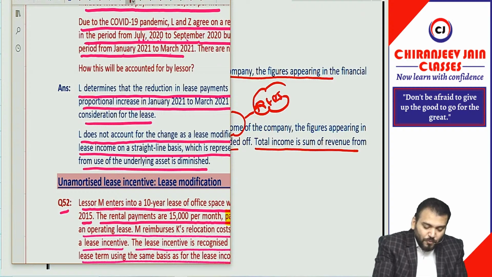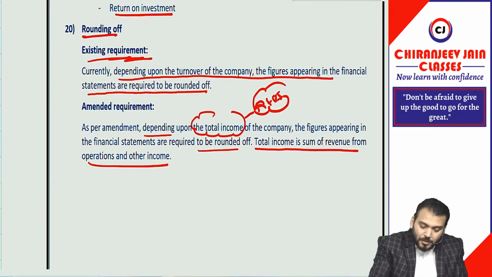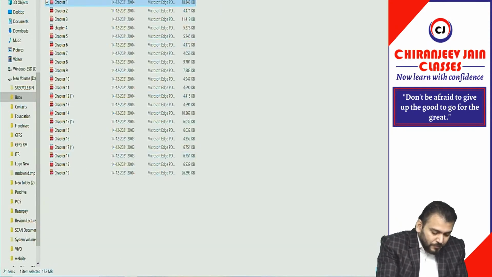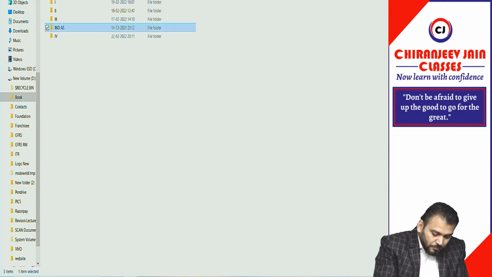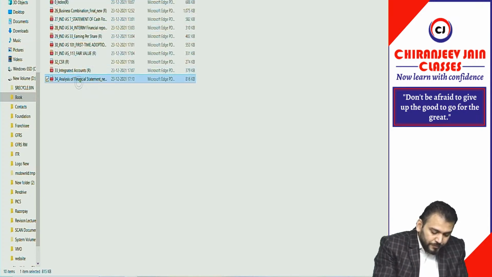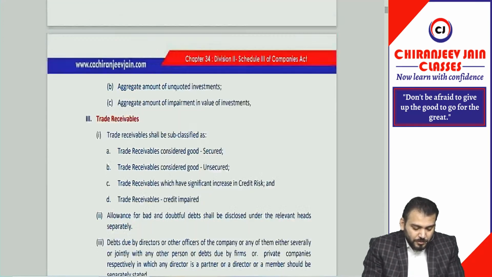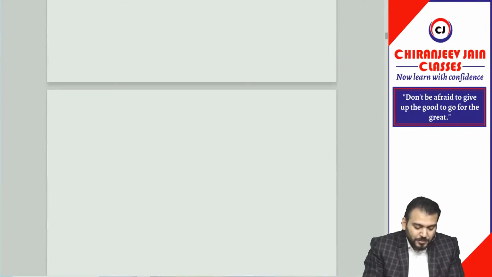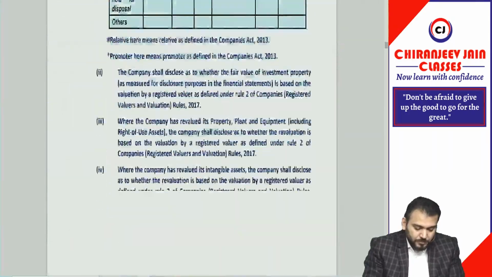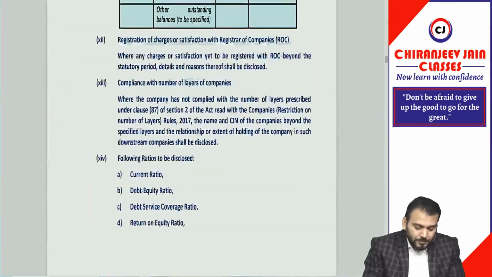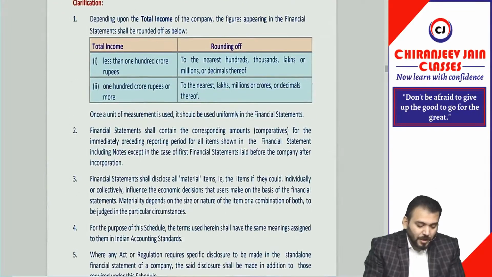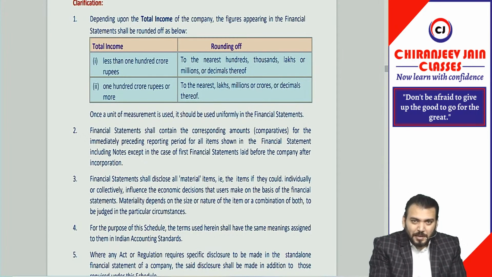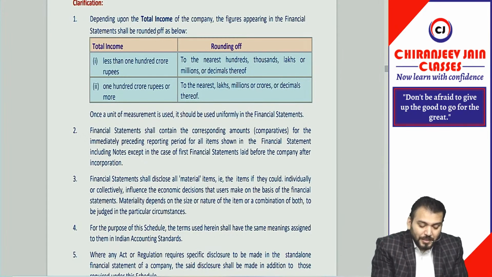Just try to understand. Previously, rounding off had one criterion, depending upon the turnover of the company. This is the chapter which has now been amended. Now it is the total income of the company.